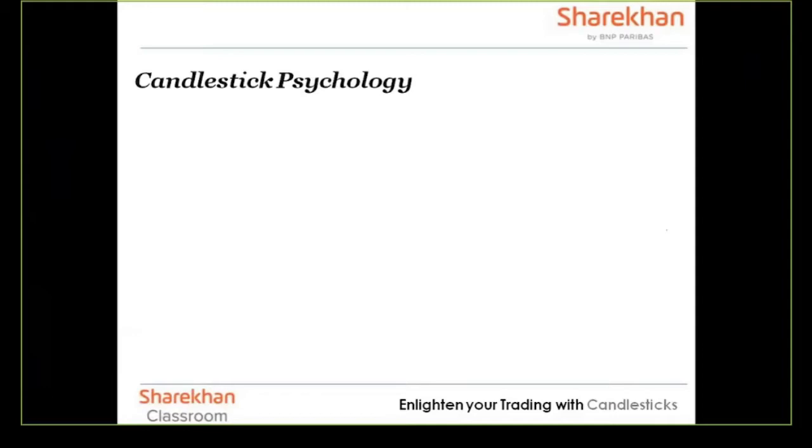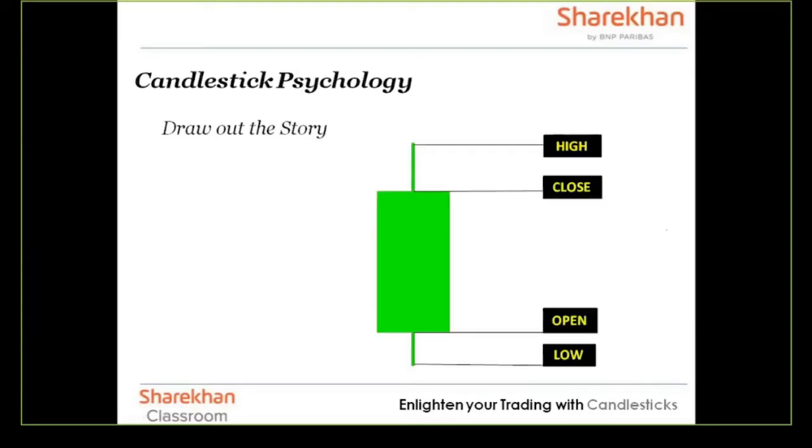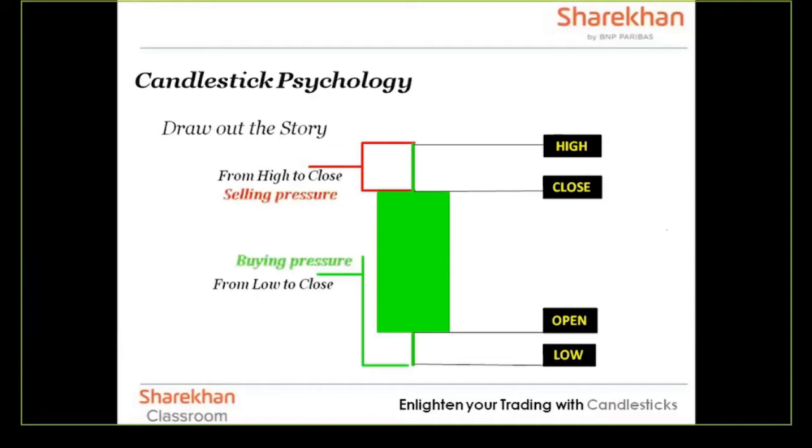Let's look at the psychological aspects of the candlesticks, which they tell us, and they are very useful for us as traders. First of all, it allows us to draw out a story. By just looking at the candle, you would be able to measure what was the buying pressure and what was the selling pressure for the candle. So the selling pressure is from the highest point of that candle to the close price. And the opposite of it, from the low to the close, that becomes your buying pressure.